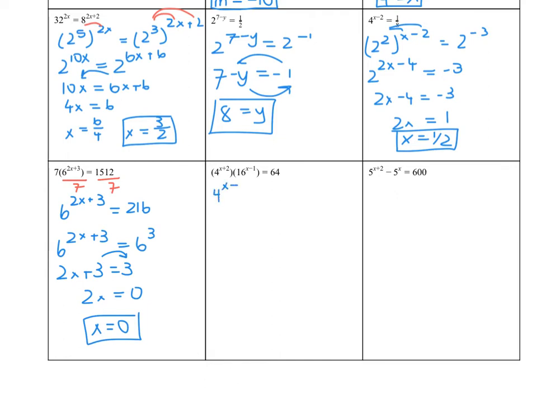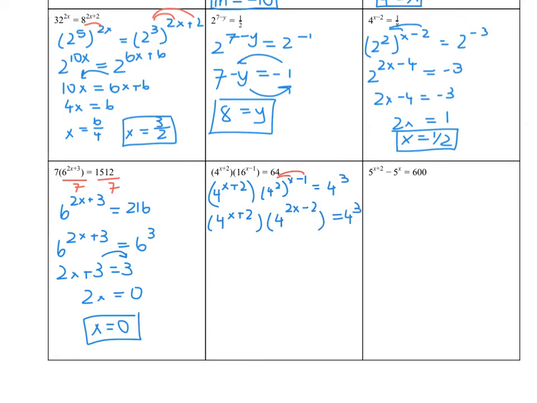So 4 to the power of x plus 2. And then instead of 16, I'm going to write 4 squared, all to the power of x minus 1. And instead of 64, I'm going to write 4 to the power of 3. And now, typically, if you see an exponent to an exponent, you would distribute. So I'm going to go ahead and do that, so that we have 4 to the power of 2x minus 2.